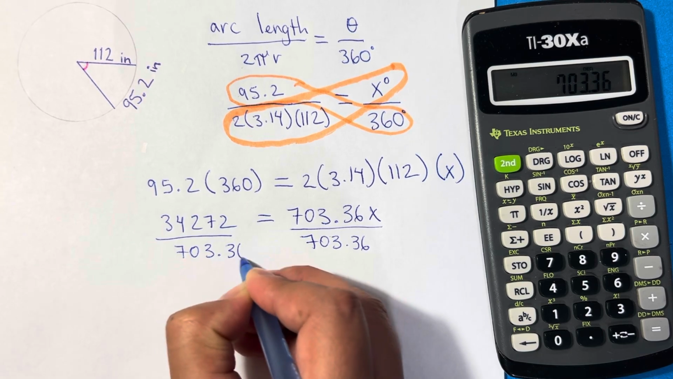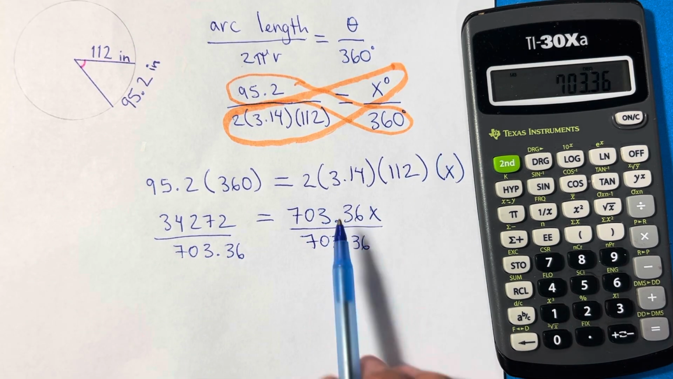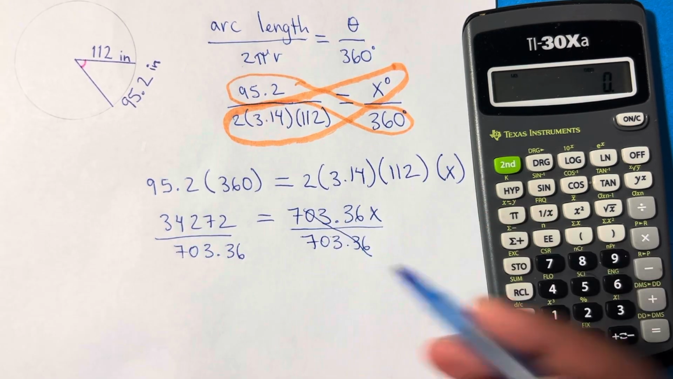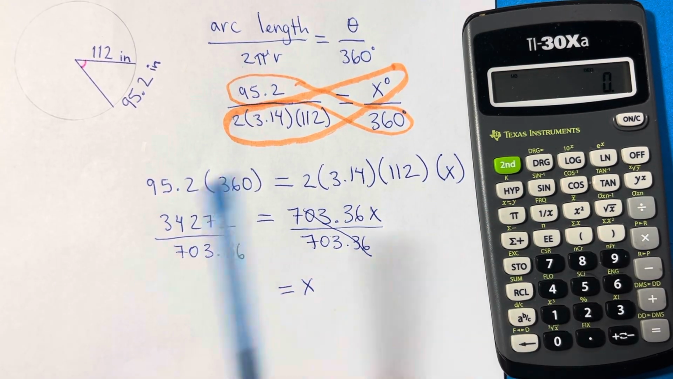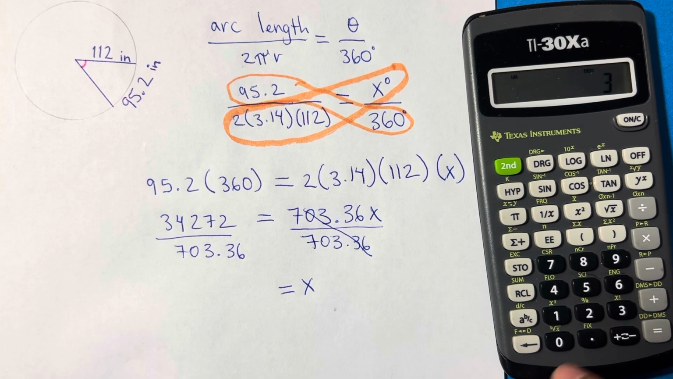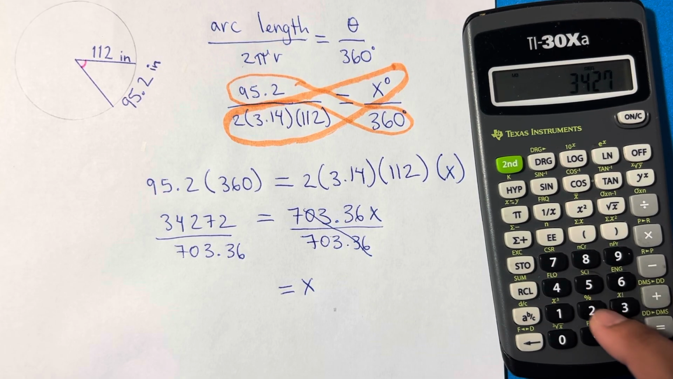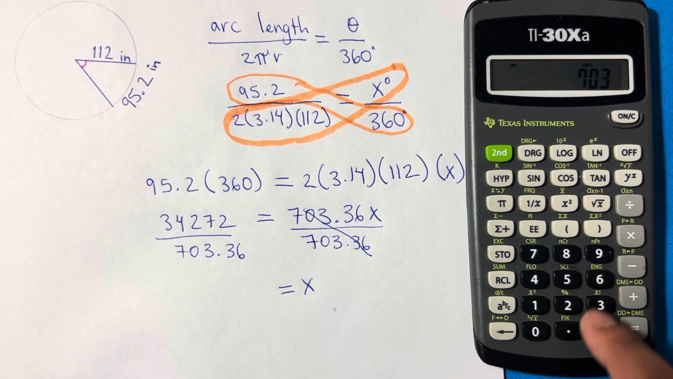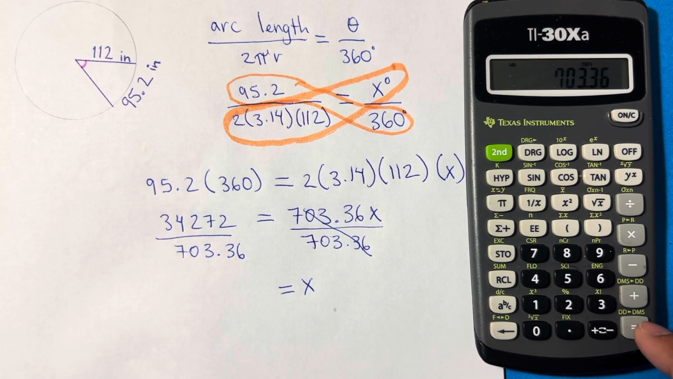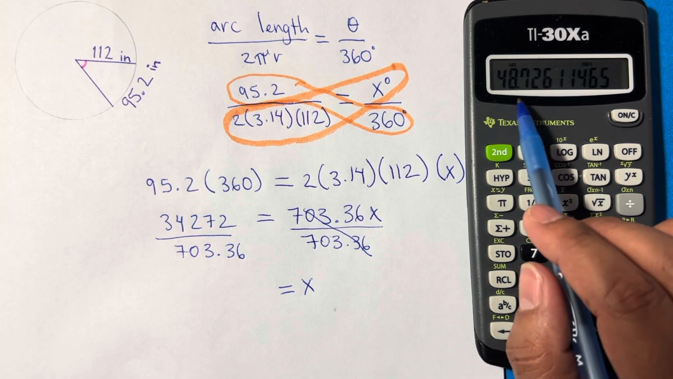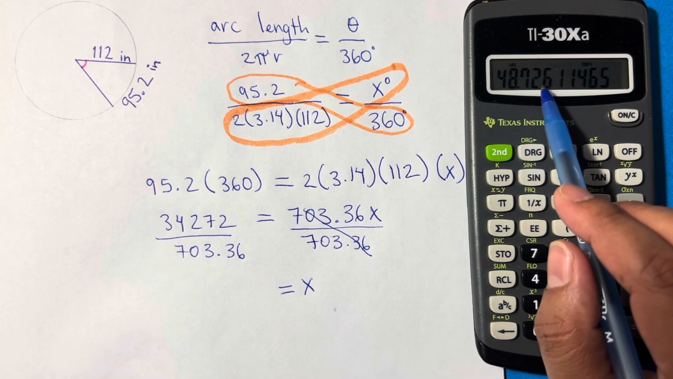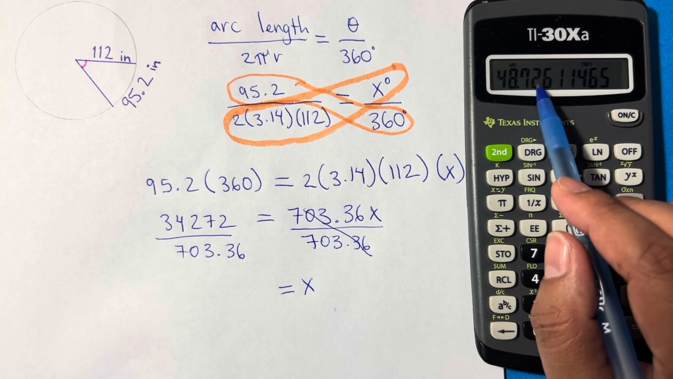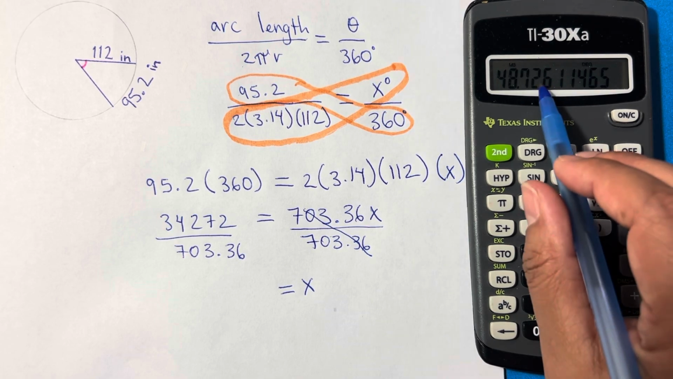In here, I did not round anything because we have hundredths only. Okay, so now we cancel this side, and so x is equal to, we divide 34,272 divided by 703.36, and it's going to give me 48.73. Again, this is 5 or more, so it gives 1 to the previous, which is in the hundredth.